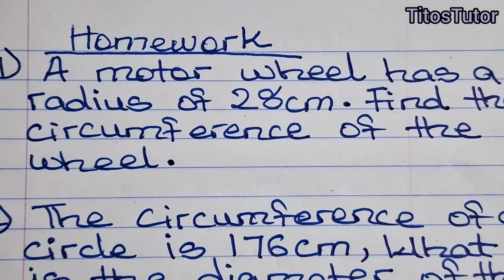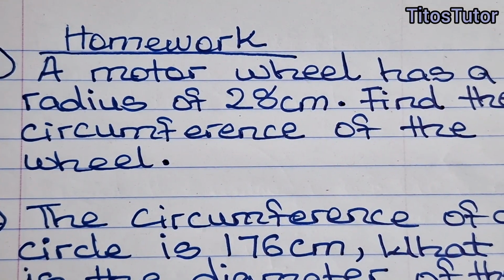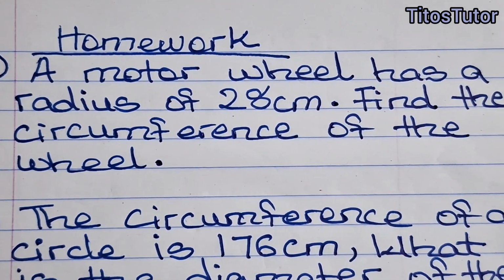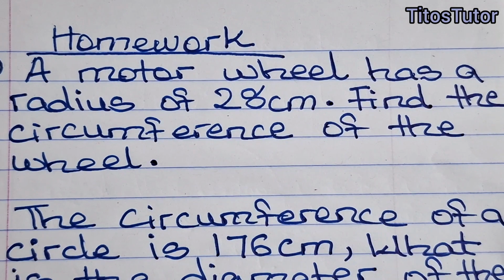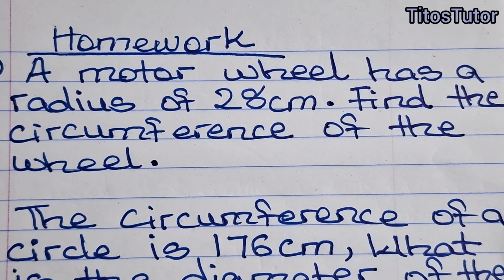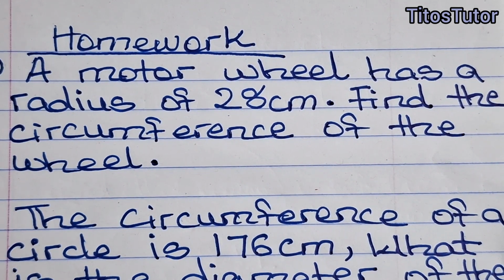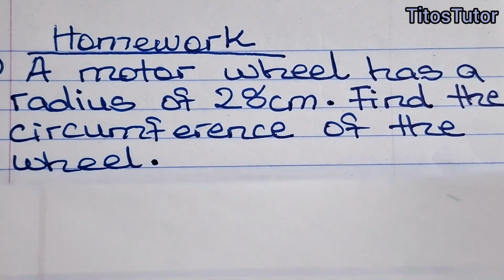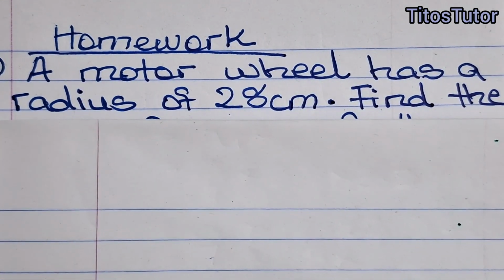First question. A motor wheel, remember, a motor wheel is always in a shape of a circle. So a motor wheel has radius of 28 centimeter. Find the circumference of the wheel. So in this question, we are asked to find circumference. So it's to remember your formula for circumference. What's your formula for circumference? Circumference is, so let's solve this.